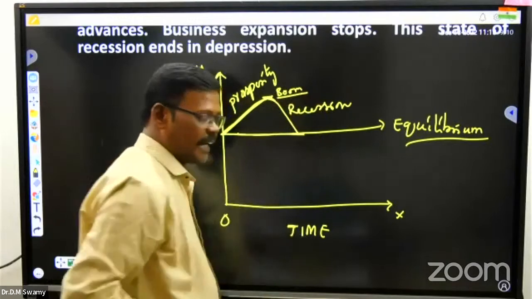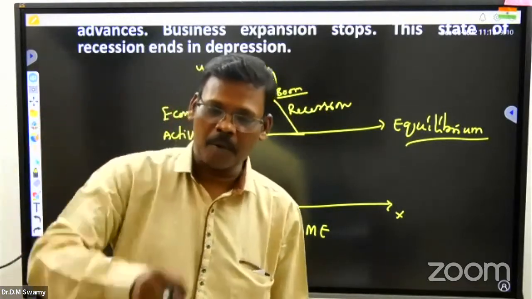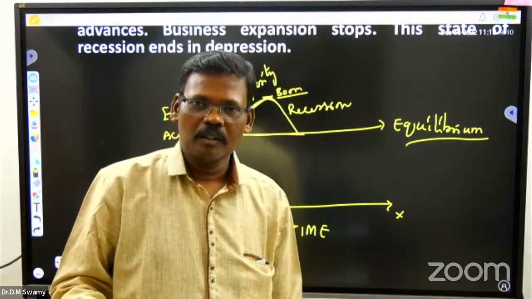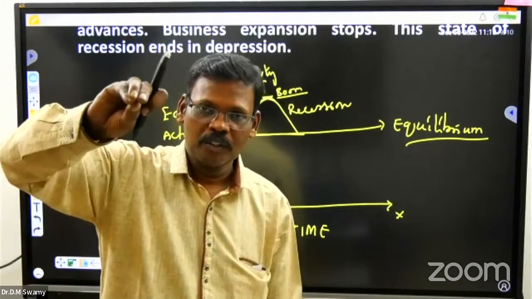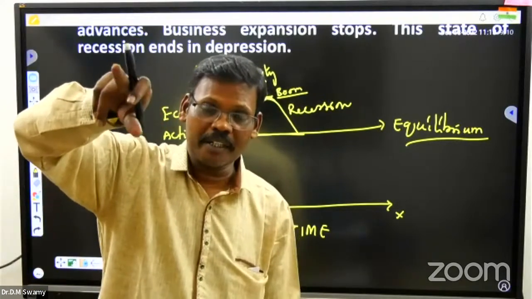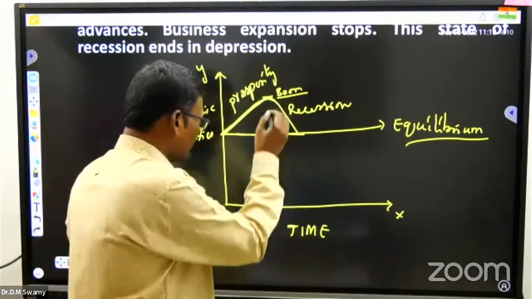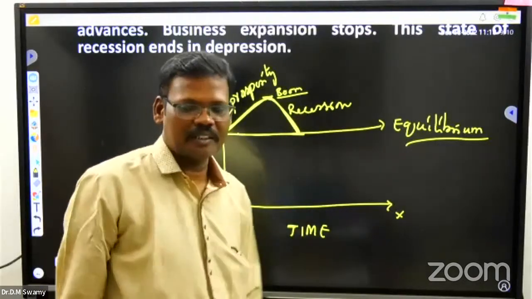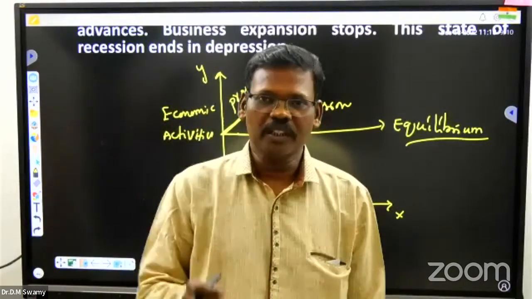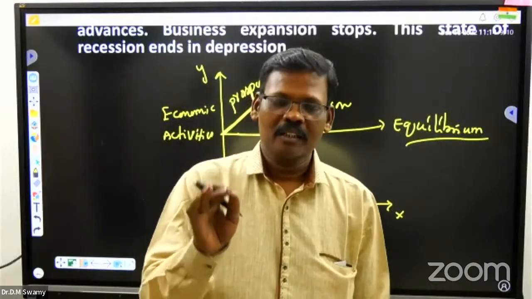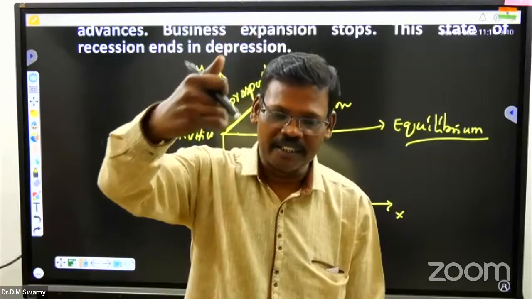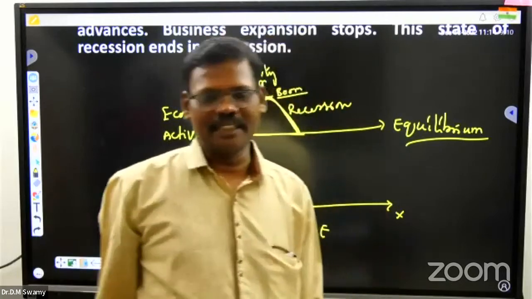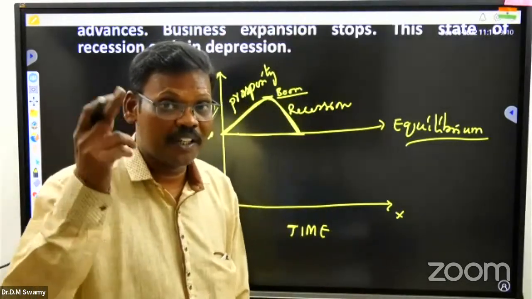Okay, after the boom period, because of some mistakes or some problems, it may be an internal effect or external effect, there will be some impact on the economy. If there is an impact on the economy, economic activities start to decrease, which is known as the recession. Recession is the concept where the economic activities start decreasing. But here, the point is they are above the equilibrium level. Please remember.